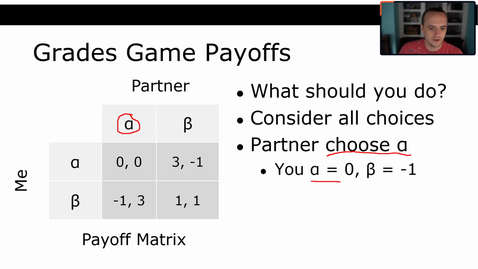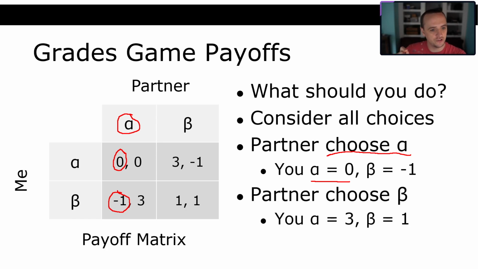So if you pick alpha, you get a 0, right? Because that's right here. And I apologize in advance for my bad circle drawing with my mouse. So if they're choosing alpha, if you choose alpha, you get 0. If you choose beta, you get -1. All right? So see how that works? That's what's happening. The first one over here, that's the one on the left, that's where I get my values.